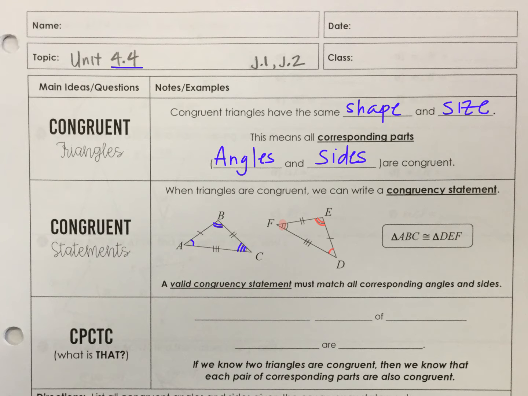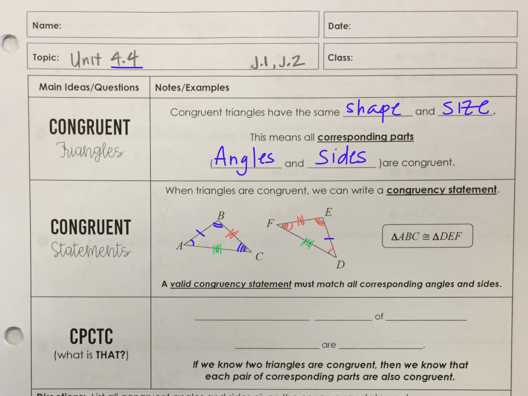The sides work the same way. 1 hash mark matches the side with 1 hash mark. The side with 2 hash marks matches the side with 2 hash marks. And 3 hash marks matches the 3 hash mark side.